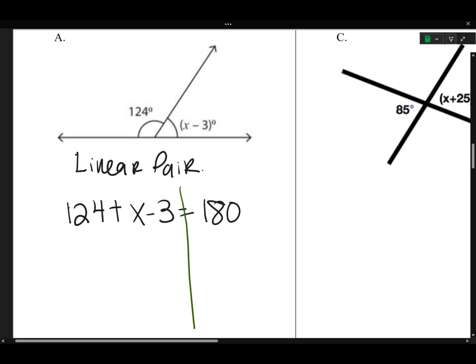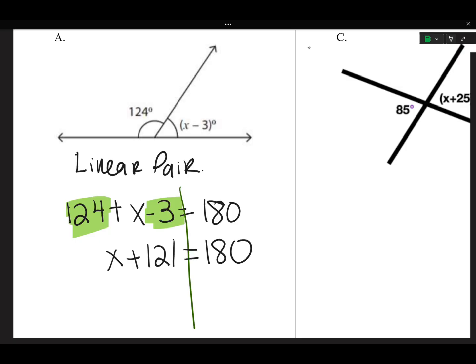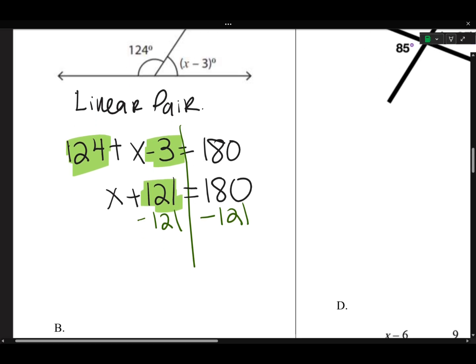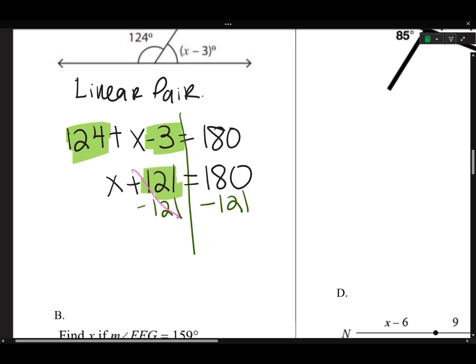All right, let's solve it. The first thing that I notice on my left-hand side are the two regular numbers, so I'm going to combine these like terms. 124 minus 3 is 121. So I'm left with x plus 121 equals 180. We only have one step left, which is fantastic. We need to subtract 121 from both sides of the equal sign, because we're undoing the plus 121. We are left with x equals 59. Perfect.